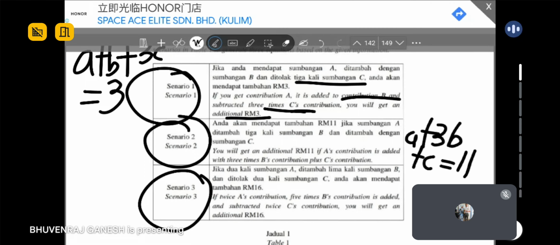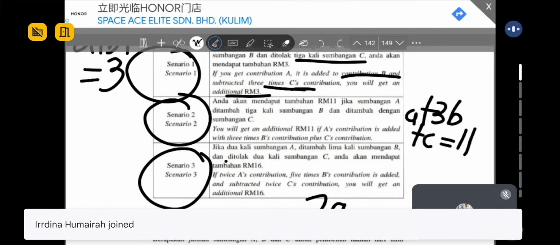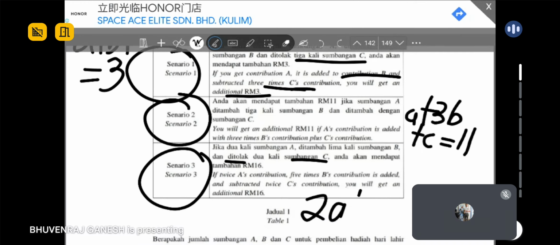Actually, I never talk with you guys a lot of physics. Am I right? Saya tak bincang banyak pasal fizik dengan kamu semua. That I'm quite surprised on that. 2A plus 5B minus 2C equals 16. Okay, correct. Very good. Okay, yes. Okay, so this one they say subtract. Okay, tolak 2 kali sumbangan C. So that's why got minus. Minus 2C. Okay, equal to 16.